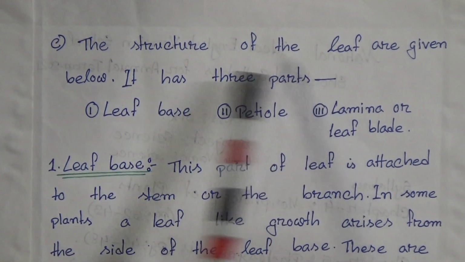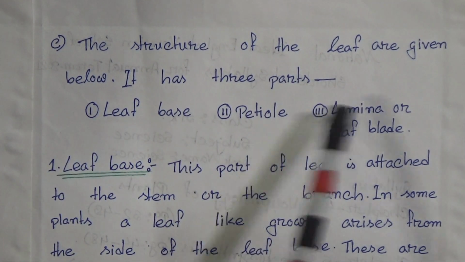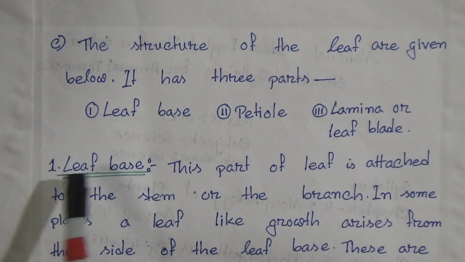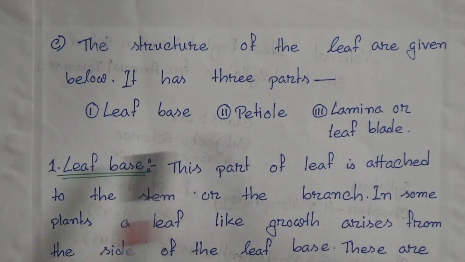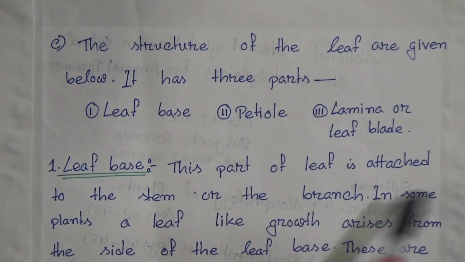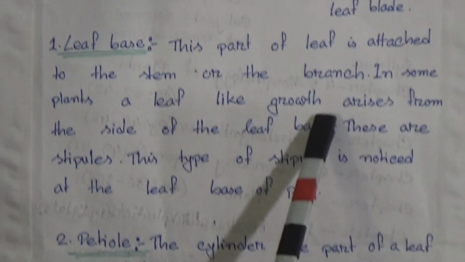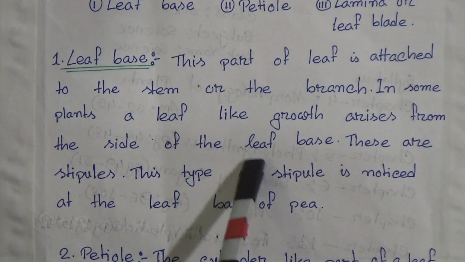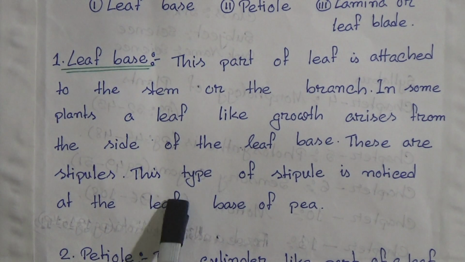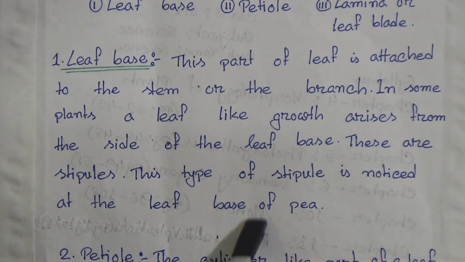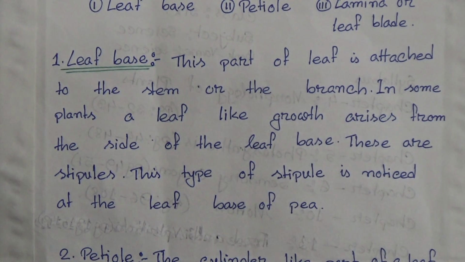It has 3 parts: leaf base, Pitori, lamina or leaf blade. Number 1. Leaf base. This part of the leaf is attached to the stem or the branch. In some plants, a leaf-like growth arises from the side of the leaf base. These are stipules.